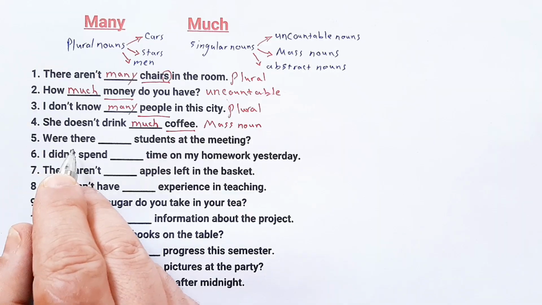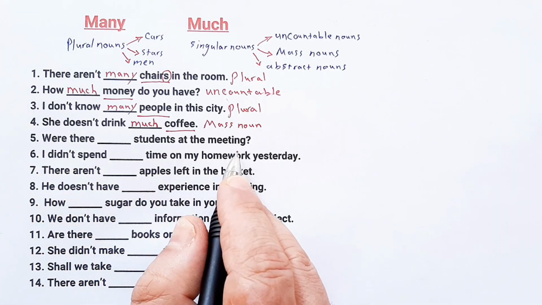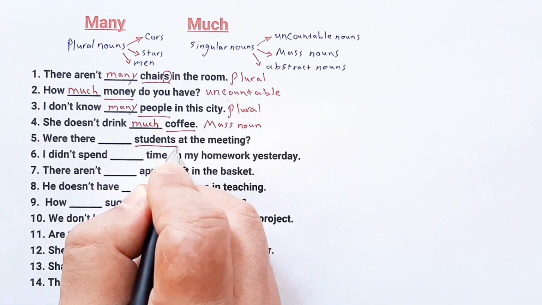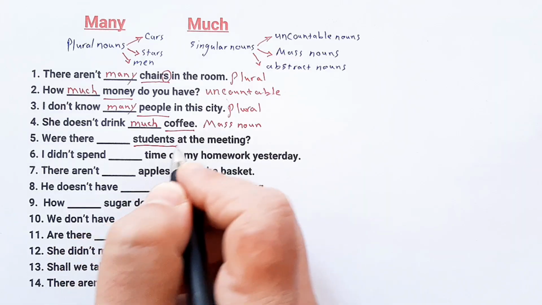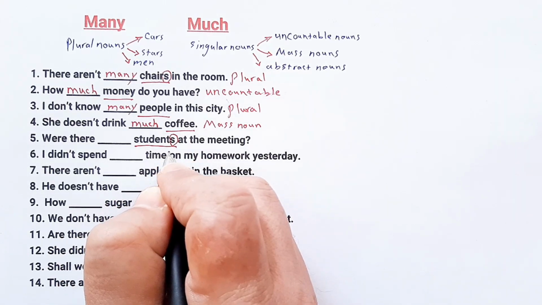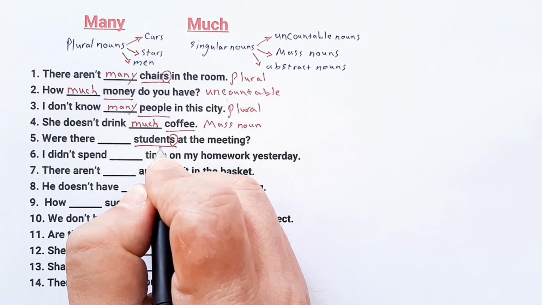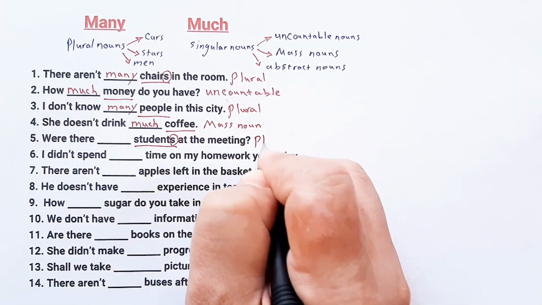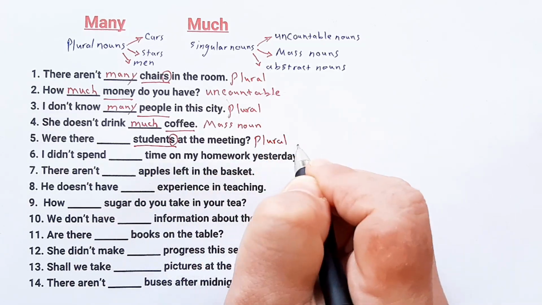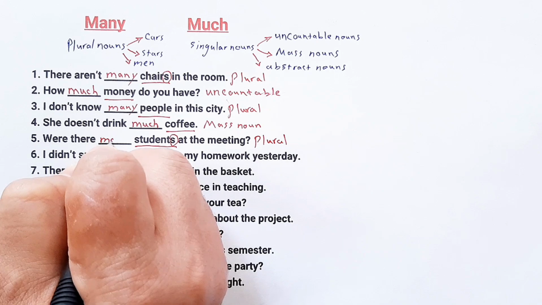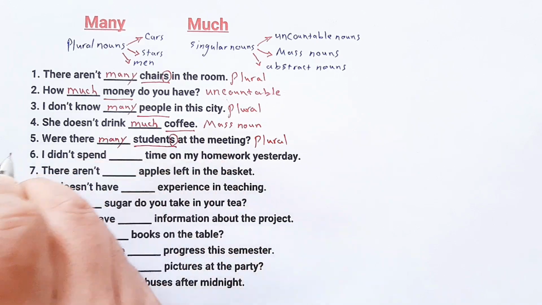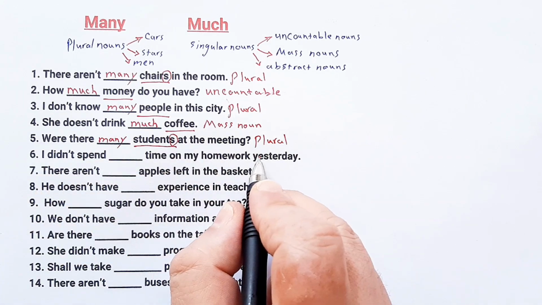Number 5, were there blank students at the meeting? Here, students is the keyword, and it has plural s. It refers to more than one student, so it's plural. And the answer is many. We say, were there many students at the meeting?